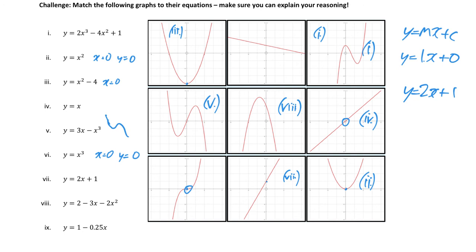You could, without doing any working out, you could say that this is the next one by process of elimination. But let's just look at it. We've got y is equal to 1 minus 0.25x. So y is equal to minus 0.25x plus 1. So it's a straight line with a positive intercept, which this one has, and a negative gradient. So there we have all of our solutions done.